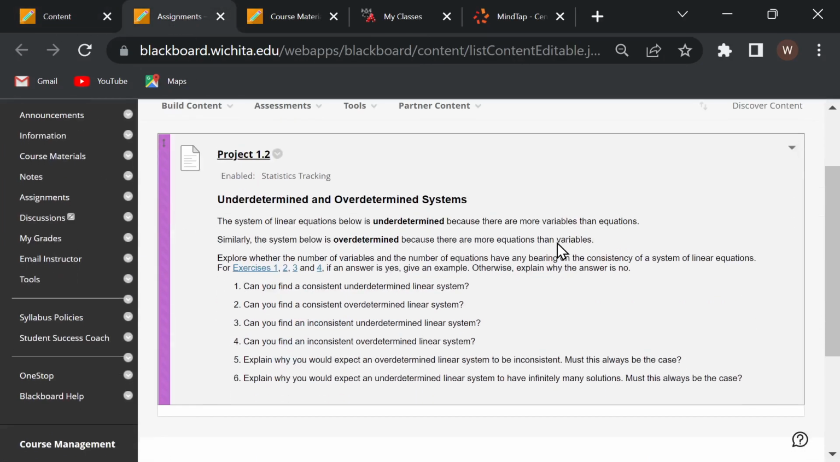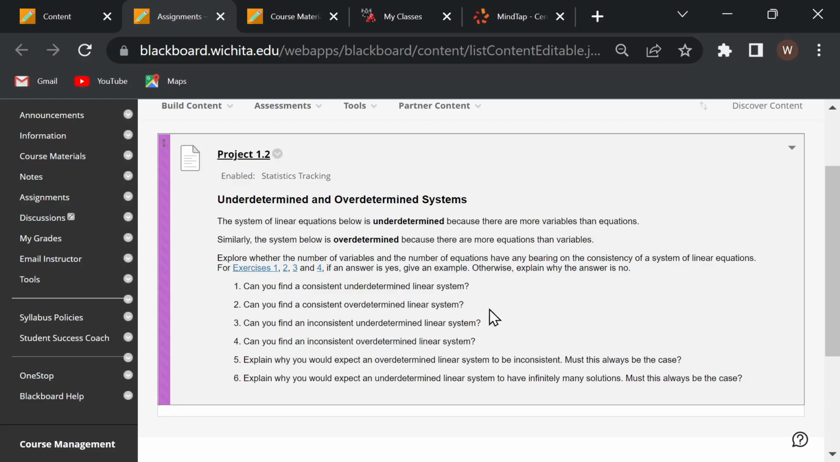Section 1.2, and I just copied and pasted section 1.2 from the textbook into here. And this is to reinforce your understanding of overdetermined and underdetermined systems. Can you find a consistent underdetermined linear system? Can you find a consistent overdetermined linear system? In other words, give an example of a consistent linear system, overdetermined and underdetermined. Use matrices. You don't have to use an augmented matrix. You can write it as A matrix X equal B.